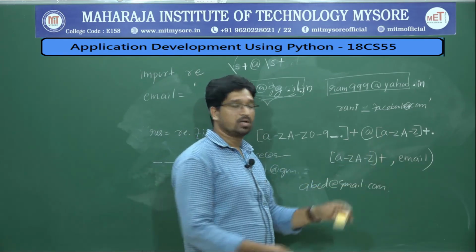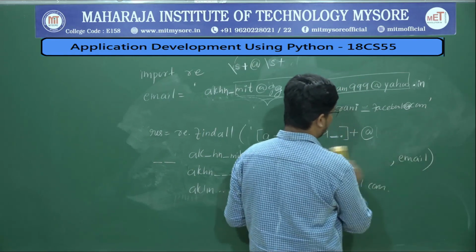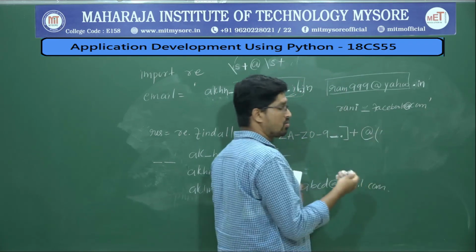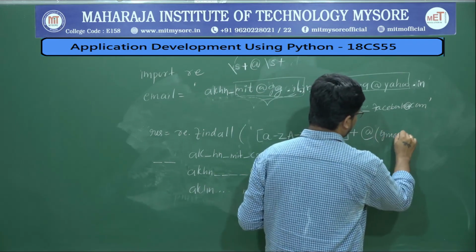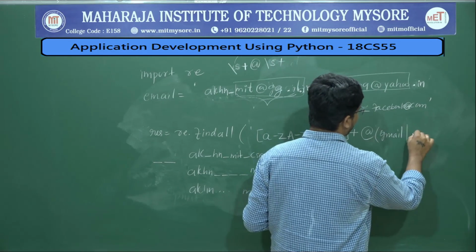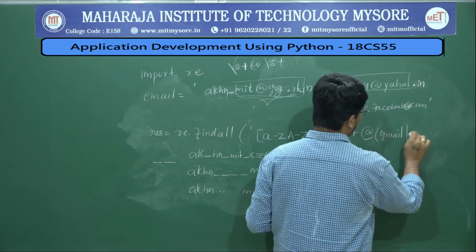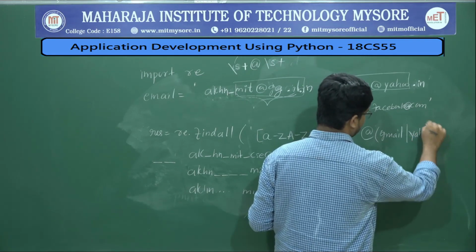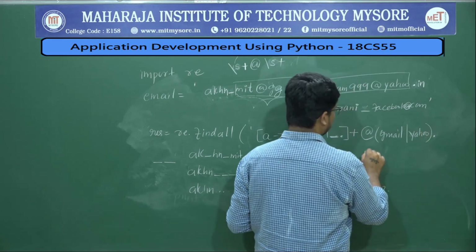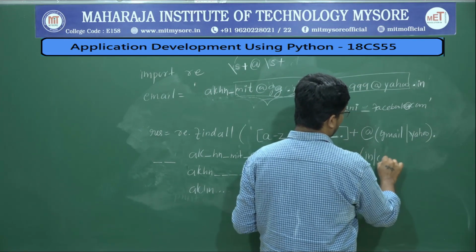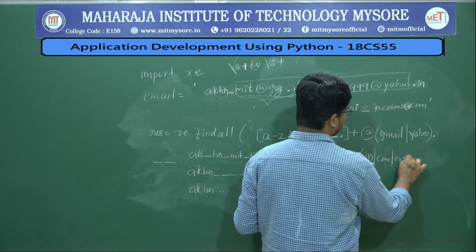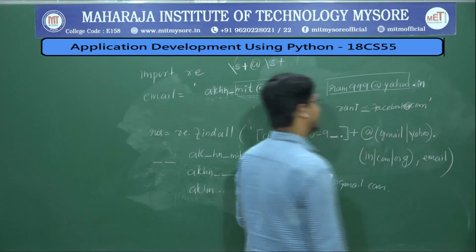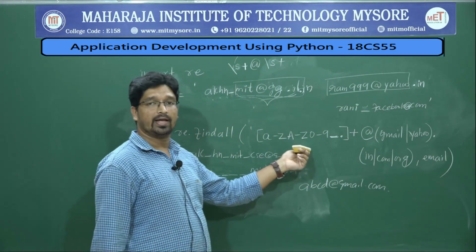But still, if you want to change this part, you can make changes. How? After the at symbol you can use the piping concept. With piping you can name whatever company you know, Gmail or let us say Yahoo, like this, followed by dot, and in the same way .in or .com or .org. So finally this can be a regular expression.